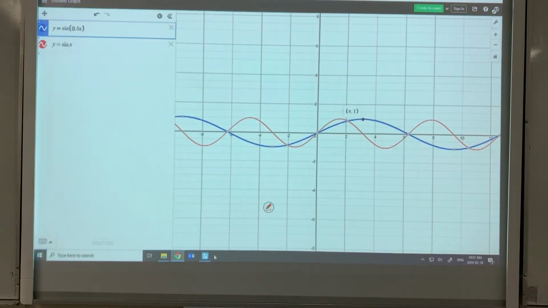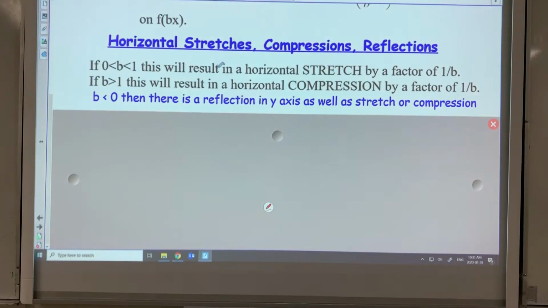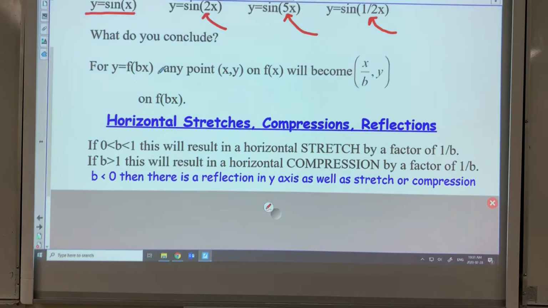So our conclusions, after seeing all that, by the way, we call that value b. When we put this all together, we're going to use those letters that we've been using, like A, B, C, D, or whatever. So for this one, we call this b.